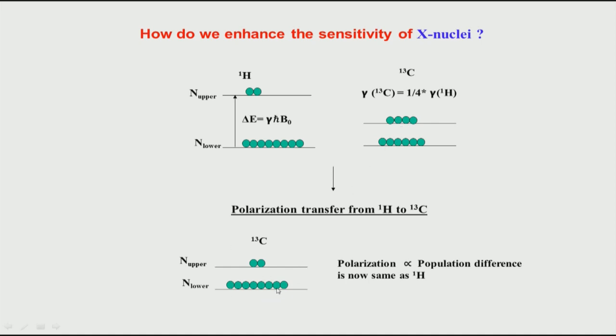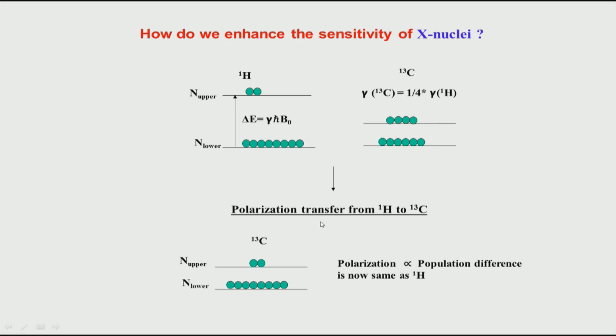What has happened? I have more nuclei now in the ground state compared to the excited state, and the difference in the population is now as much as the difference which was here. But look carefully, the energy levels have not changed. The gap in the energy level, delta E, is not going to change. Why? Because we have not changed the gamma value, we have not changed the B0 value, we have only transferred the populations like this. So, the energy gap remains the same.